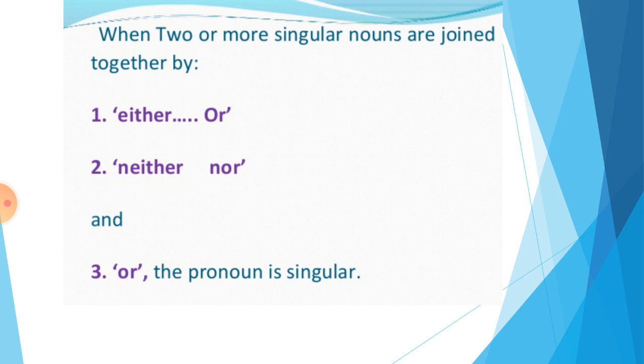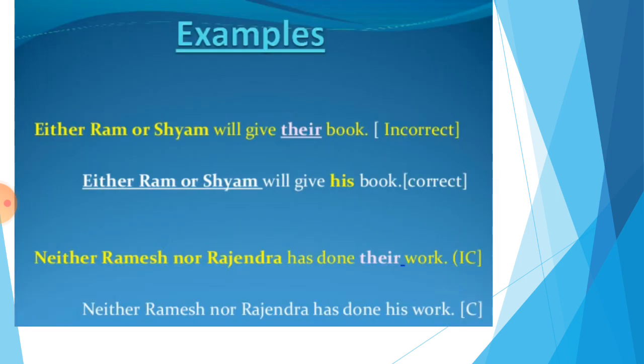When two or more singular nouns are joined together by either or, neither nor, and or, the pronoun must be singular. Examples, either Ram or Sham will give their book. It is incorrect. Either Ram or Sham will give his book. This is correct. Neither Ramesh nor Rajendra has done their work. That is incorrect. Neither Ramesh nor Rajendra has done his work.